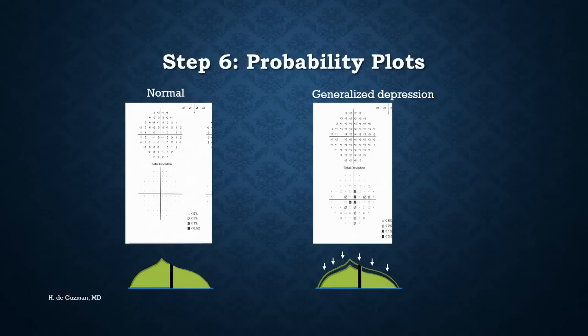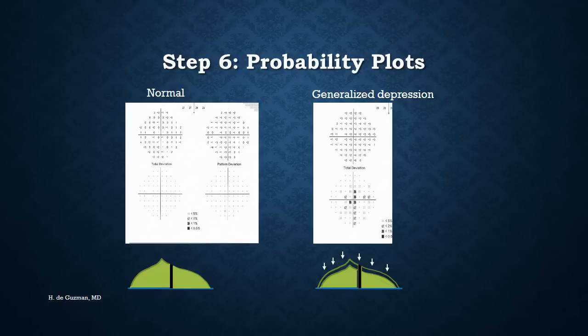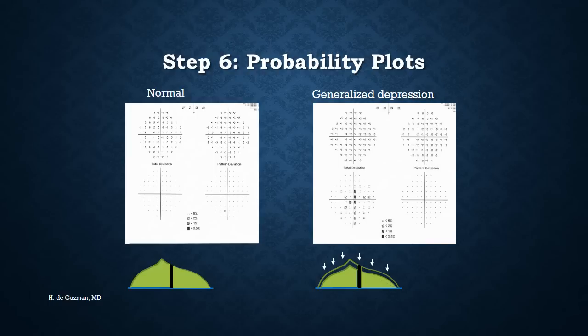So here are some examples. On the left is a normal total deviation plot, which will also have a normal pattern deviation plot. On the right is what looks like generalized depression on the total deviation plot. And so you can see how clean it is on the pattern deviation plot, so it really is just generalized depression. So it's an overall decrease in the height of the hill of vision.